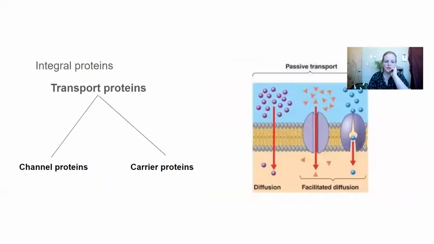So let's remember what integral proteins are. These are the proteins that are totally stuck in the phospholipid bilayer. Part of the protein is sticking out on the outside of the cell, the whole protein is kind of in the middle, and then there's a part of the protein that's sticking out on the interior of the cell. We call these transport proteins because their job is to bring stuff in and out of the cell, to transport stuff. There are kind of two major flavors: channel proteins and carrier proteins. We'll talk about carrier proteins in a little bit, but right now we're going to focus on the channel proteins.